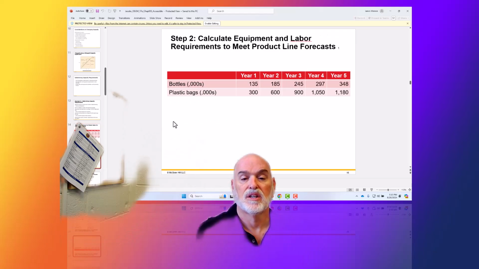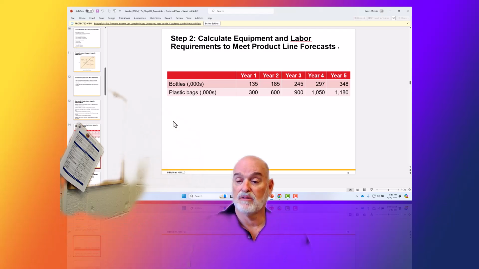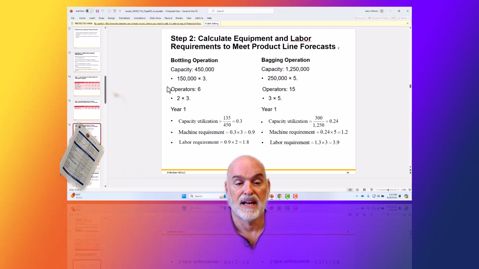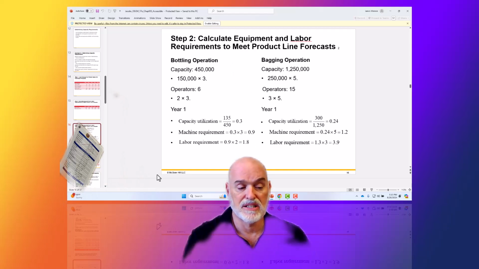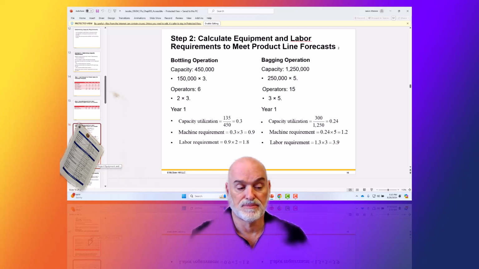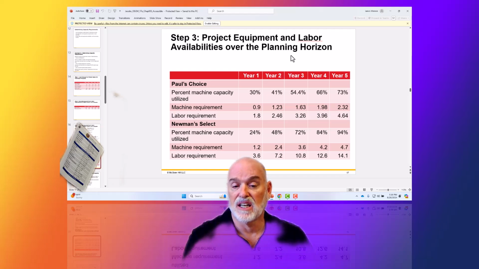Well, we can calculate the equipment and labor requirements to meet the product line forecasts. And we figure it out this way with the bottling operation and with the bagging. And we can take all of this information that we have here and put together a master production schedule. Put it all together, project equipment and labor availabilities over the planning horizon. The planning horizon is 1, 2, 3, 4, 5 years in advance.